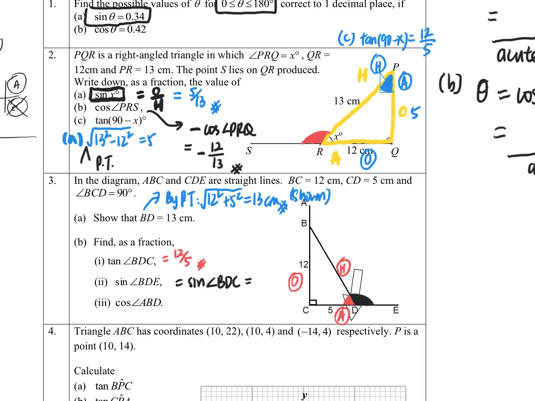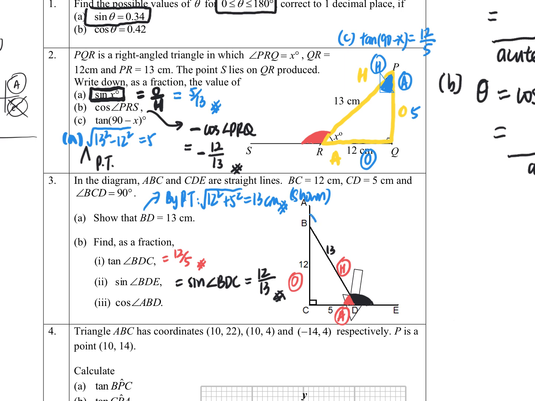What if you write this as sine bracket 180 minus? Also can. So it's the same answer. So it's just 12 over 13. Okay, 12 over 13. No problem. No need to add negative because in the second quadrant it's the same thing. So the sine of the acute angle and the sine of the obtuse are the same ratio.